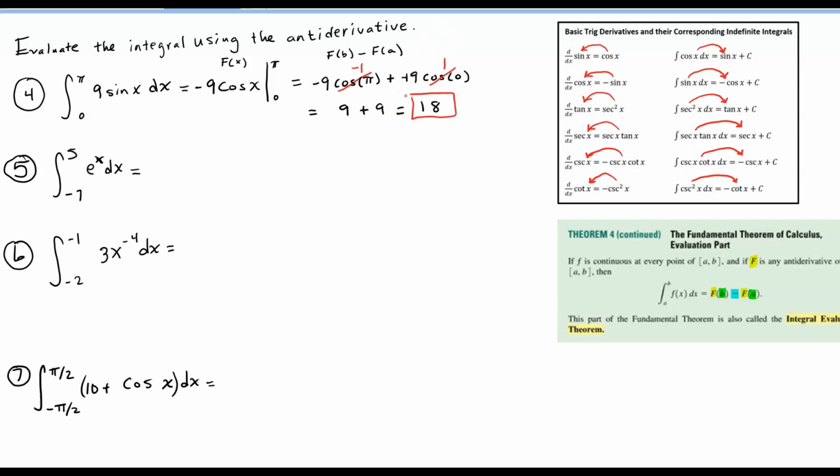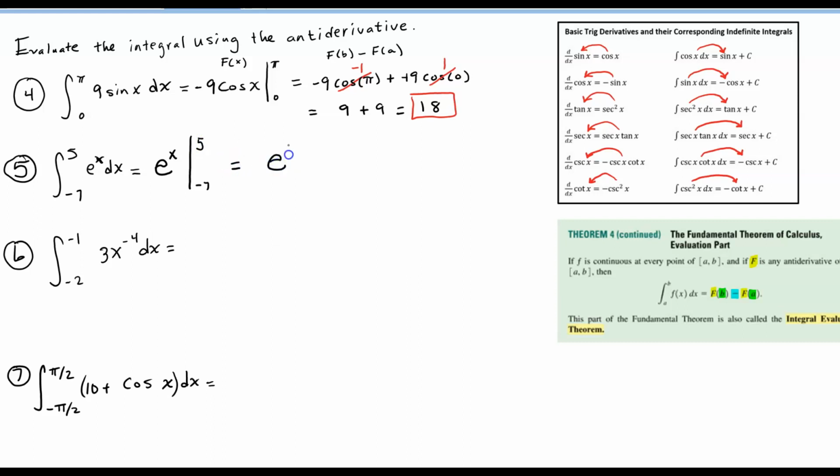So now we look at the next one, number 5. We're going from negative 7 to 5. Those are my limits of integration, and I have e to the x that I'm integrating. Well, think about this. If you remember the derivative of the exponential function e to the x, it was its own derivative. So it makes sense that its integral is exactly itself. So when you integrate e to the x, you get itself, e to the x. And so we write our little evaluation bar here, such that x will take on the values negative 7 to 5. And now we are ready to plug in through the fundamental theorem of calculus.